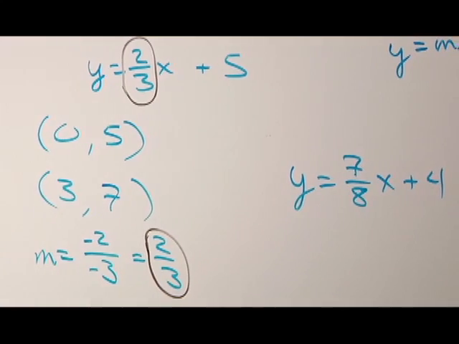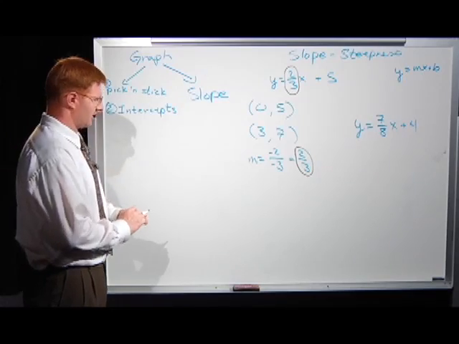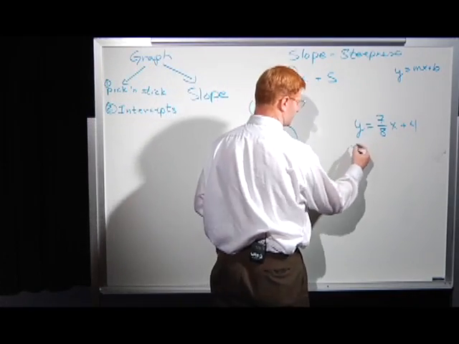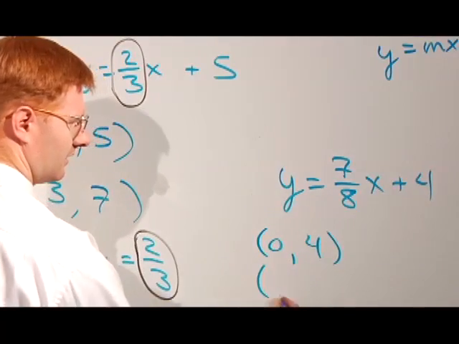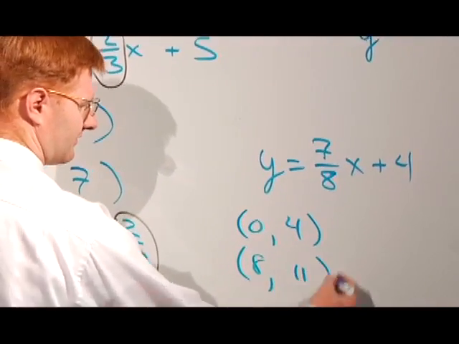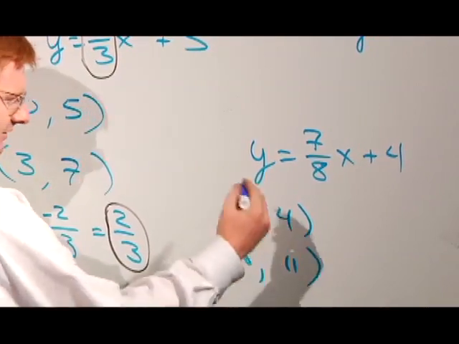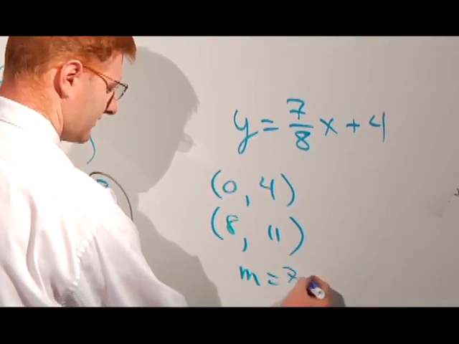Huh. They're the same number. Again, you follow this process through. You say, okay, 0, you get a 4. Stick in 8, you get an 11. Find out the slope, and you get 7/8.